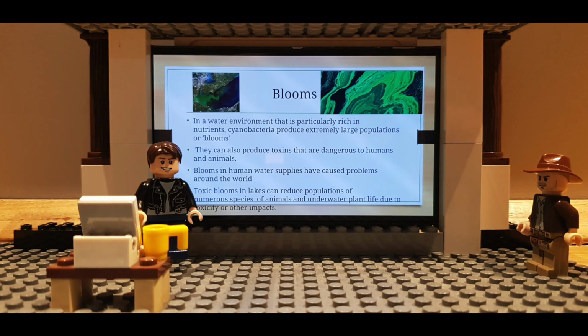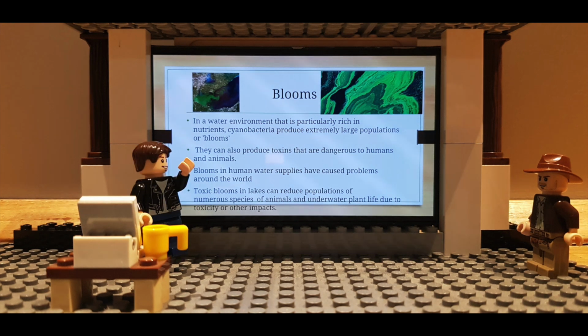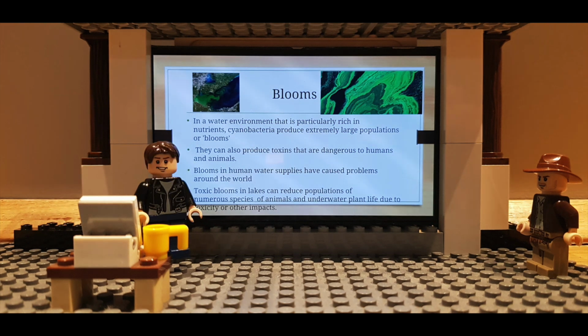When provided a water environment that is particularly rich in nutrients, cyanobacteria produces extremely large populations or blooms. They can also produce toxins that are dangerous to humans and animals. In accordance to WHO, the World Health Organization, these blooms in human water supplies are causing problems around the world. These toxic blooms in lakes can reduce populations of numerous species of animals and underwater plant life due to toxicity or other impacts.